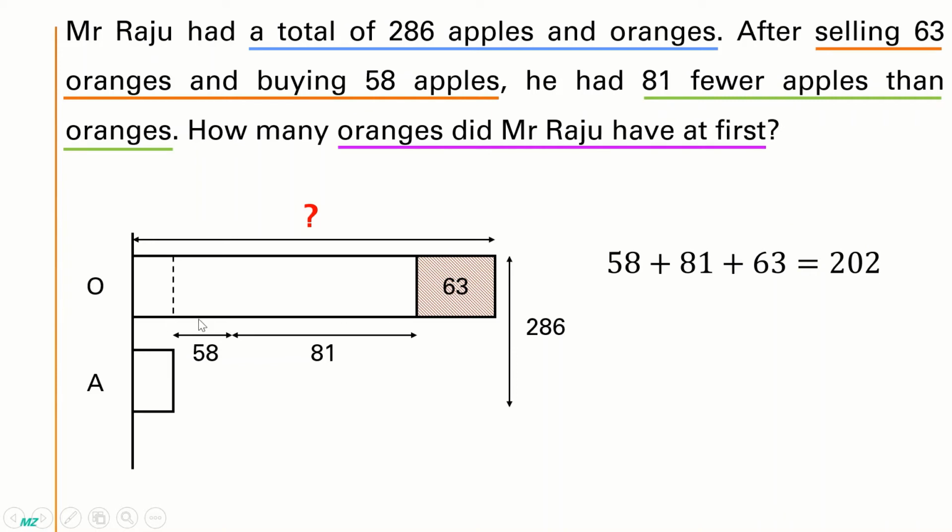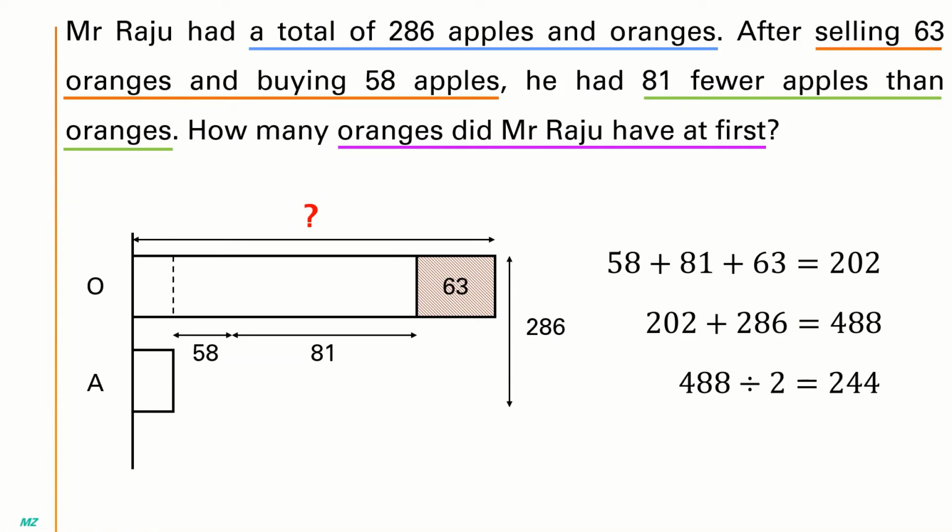Alright, once you get the total of this part, we can add it to 286 to get 488. So 202 plus 286, you get 488. This is to ensure that both rectangles will be equal, by adding another 202 here. Once both rectangles are equal, we divide by 2 to straight away find the number of oranges Mr. Raju had at first, which is 244.